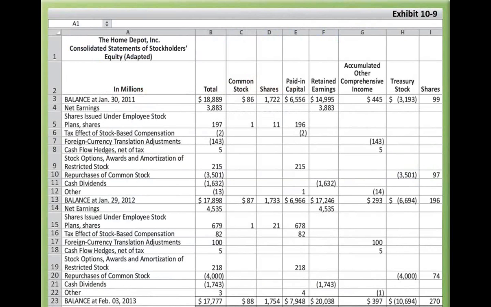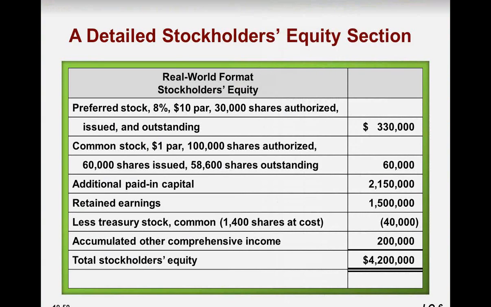And we are just looking here at Home Depot's consolidated statement of stockholders' equity. Looks pretty busy, huh? And then a detailed look at the stockholders' equity section. Okay. And that's the end of the slide presentation.